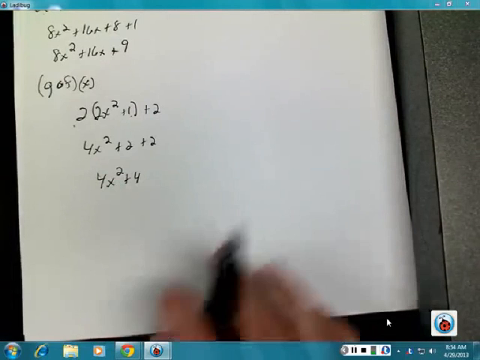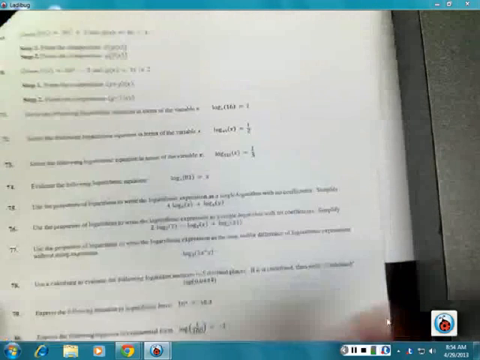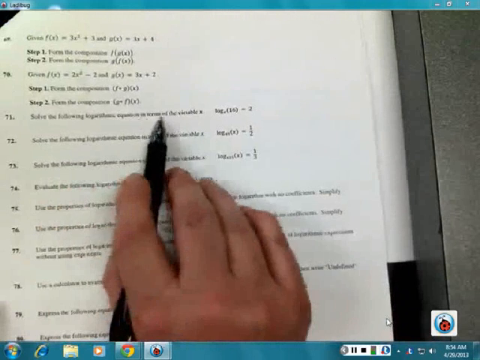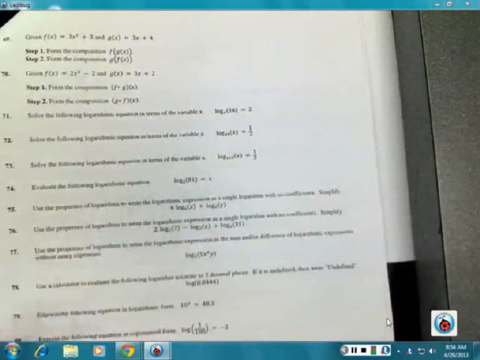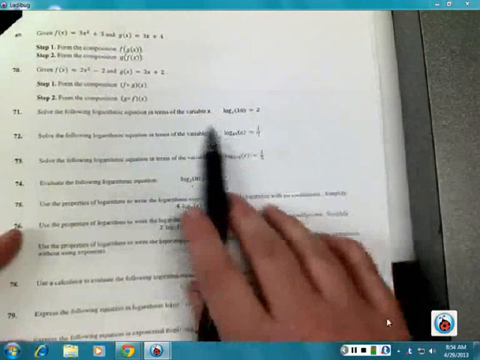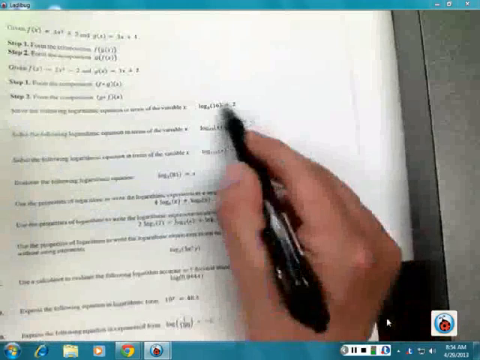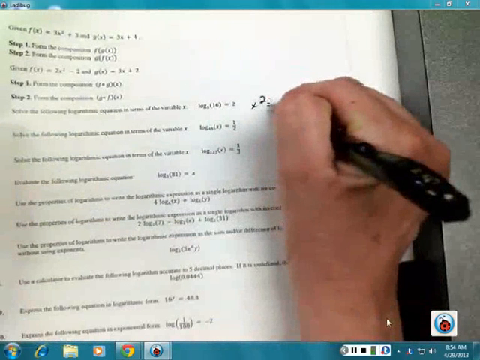71. 71 says to write the following logarithmic equation in terms of variable x. So what do I have? So if I turn this one around, basically it's asking me to put it back into exponential format. So if I do that, remember it's x to the second power is equal to 16.